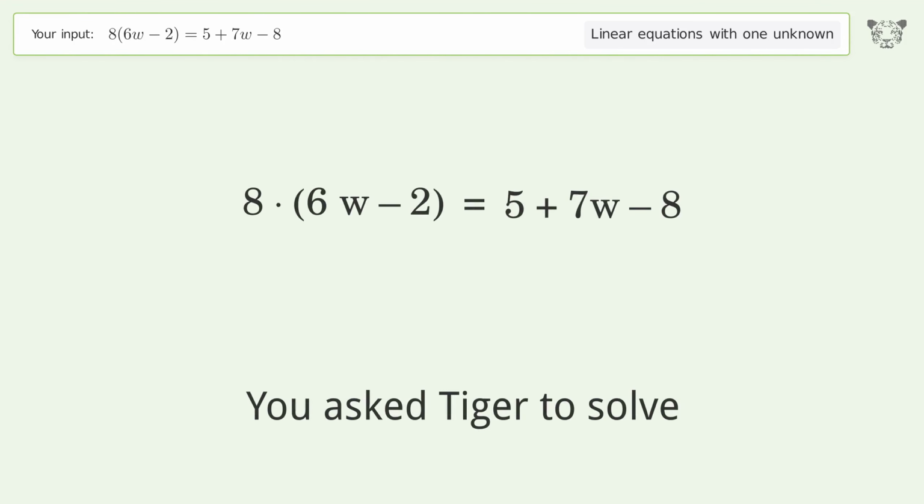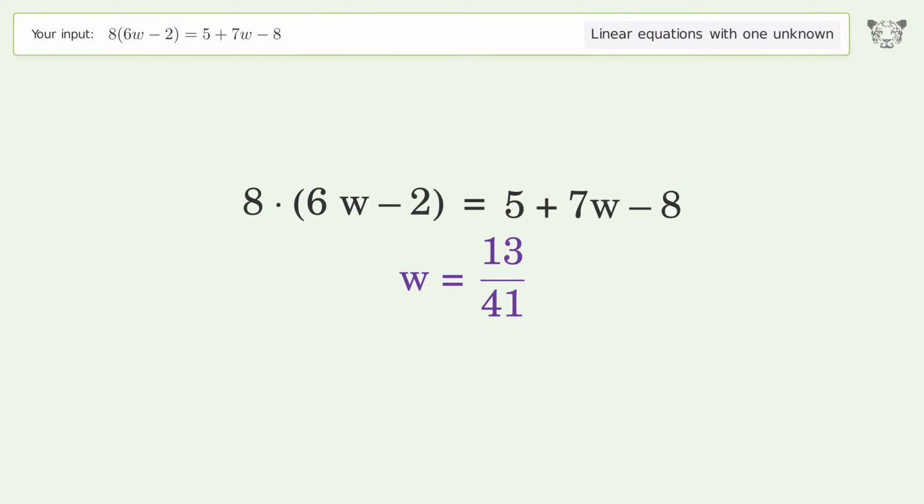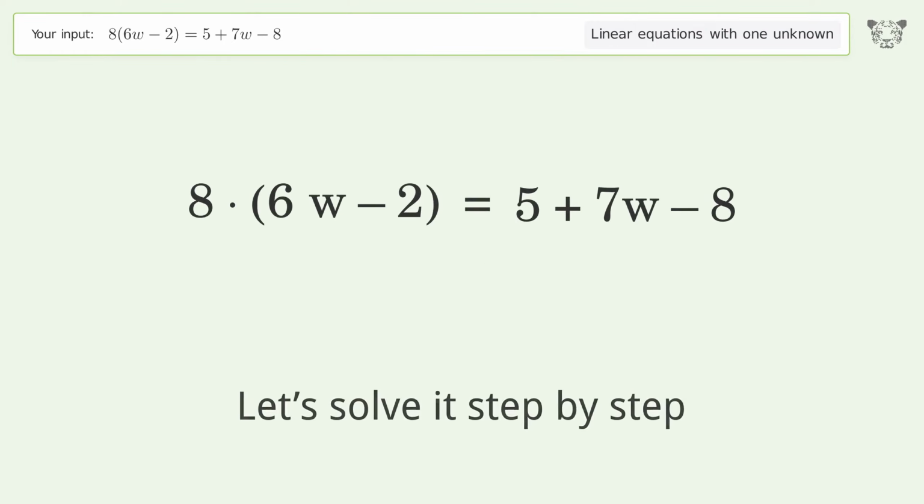You ask Tiger to solve this. It deals with linear equations with one unknown. The final result is w equals 13/41. Let's solve it step by step.